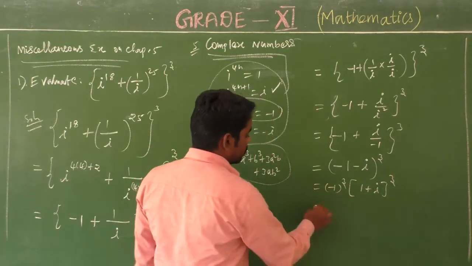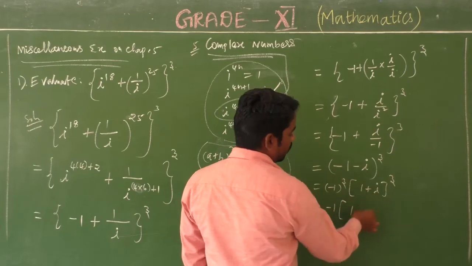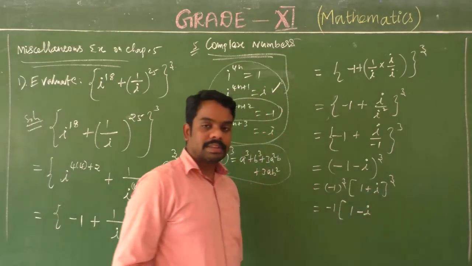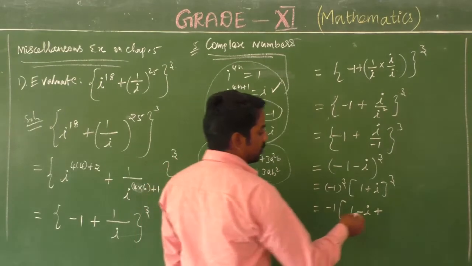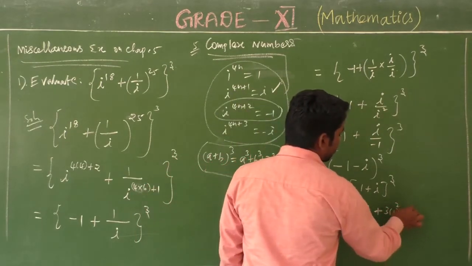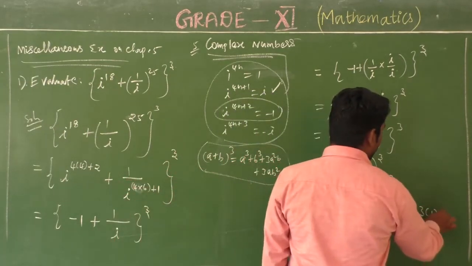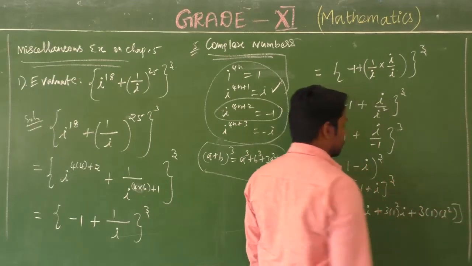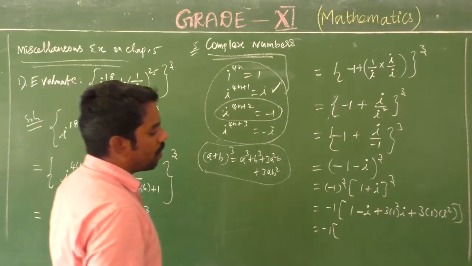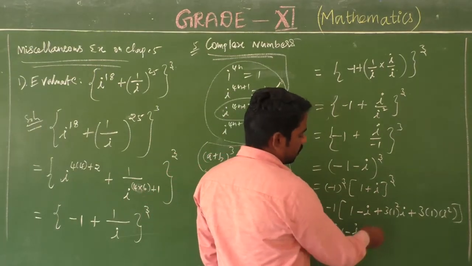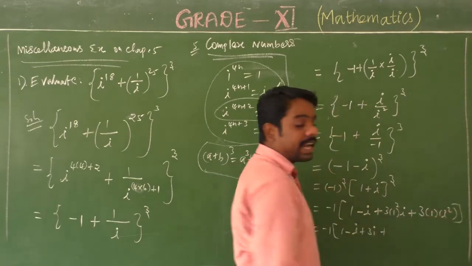So minus 1 whole cube is minus 1 into (1 cubed plus i cubed, whose value is minus i, plus 3a squared b, that is 3 into 1 squared into i, plus 3ab squared, that is 3 into 1 into i squared), which is equal to minus 1 into (1 minus i plus 3i plus 3 into 1 into the value of i squared, minus 1).